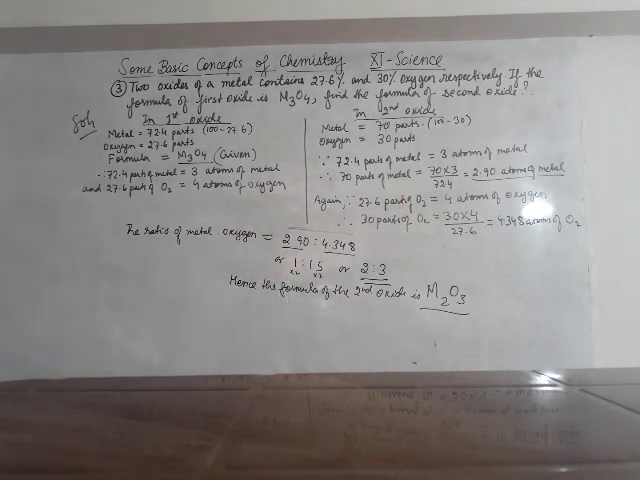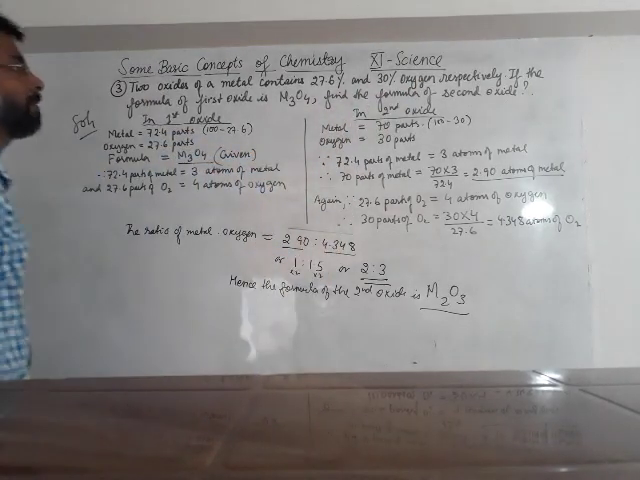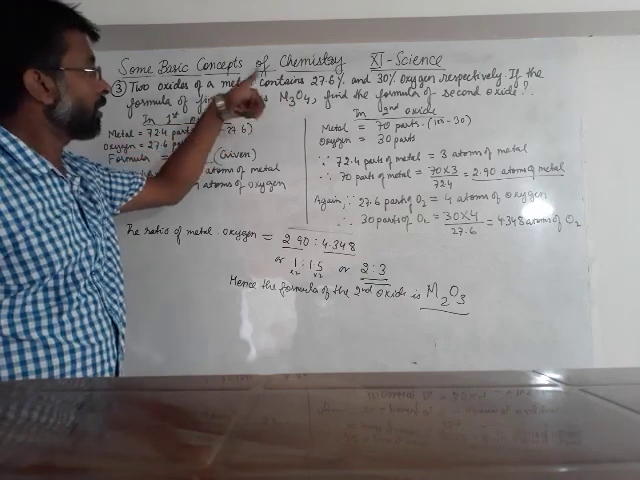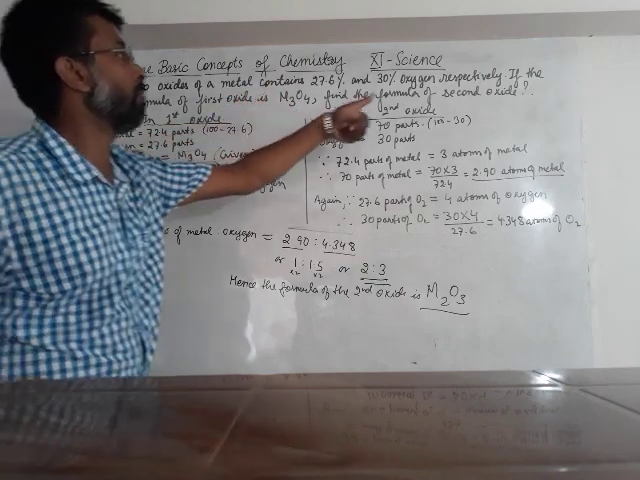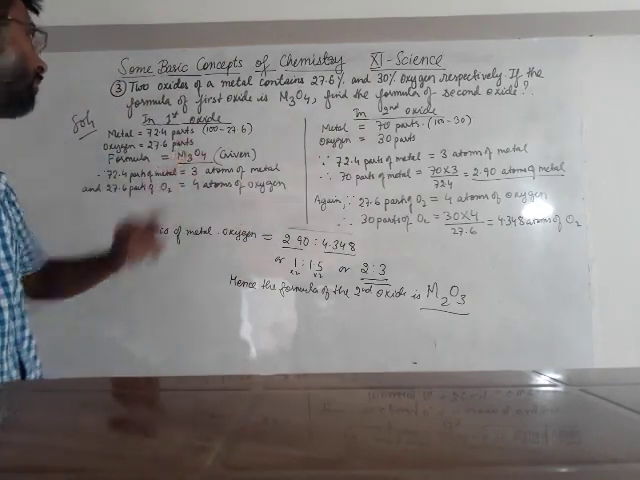Okay. Now this is a problem which is based on law of multiple proportions. Look at the solution very carefully. There are two oxides of a metal containing 27.6% and 30% oxygen respectively. If the formula of the first oxide is given as M3O4, using the law of multiple proportions, find the formula of the second oxide. So what I have done is divided it into two parts, two columns over here.